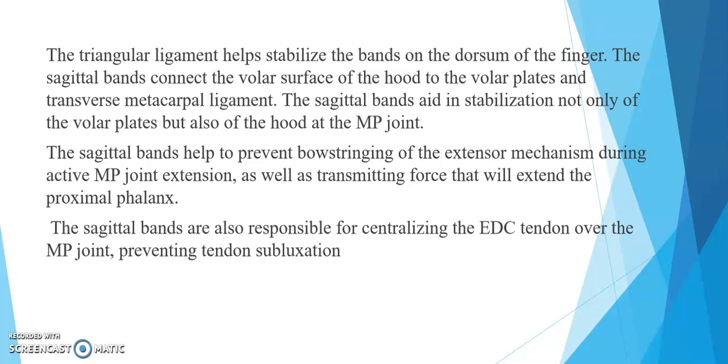The sagittal bands are also responsible for centralizing. The EDC tendon can sway out, so they keep the EDC tendon exactly centralized when flexion or extension of the MCP joint happens. This prevents tendon subluxation. So stabilization of the EDC tendon in the center and prevention of bowstringing are important, along with the stabilization of the volar plates.